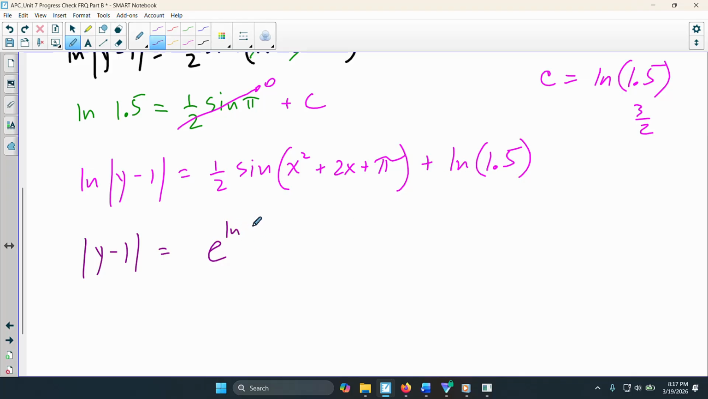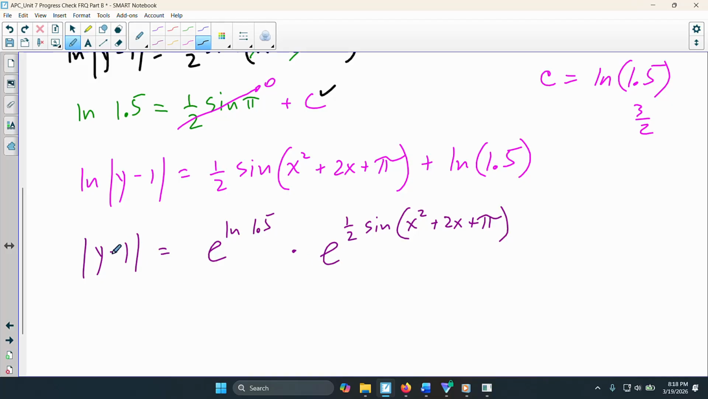This is exponential of ln of 1.5 times e to this whole thing. So this is 1/2 sine of x squared plus 2x plus pi, kind of like this. And the c's already in there. This c, we solved for c. This c is in here. But what's nice about this, e and ln cancel out, and this really becomes just 1.5 times this.